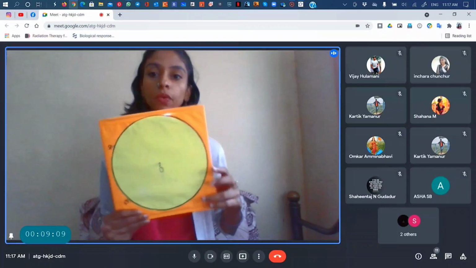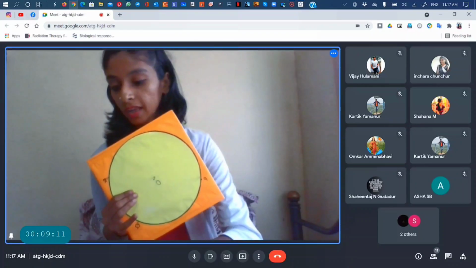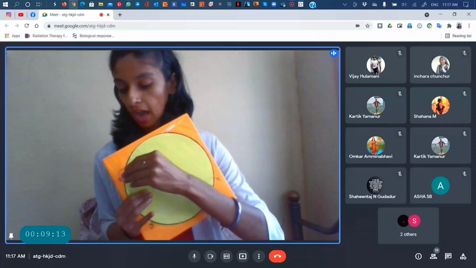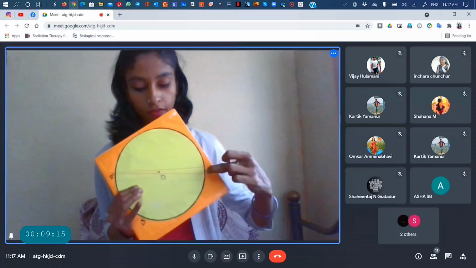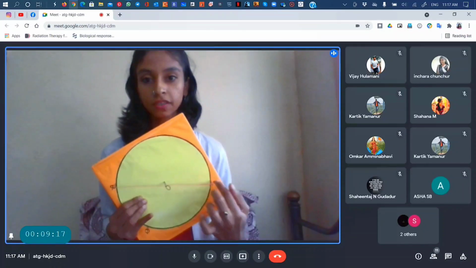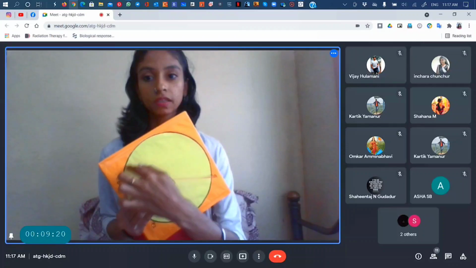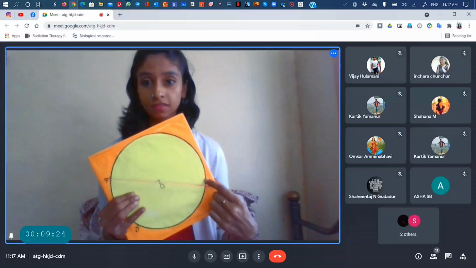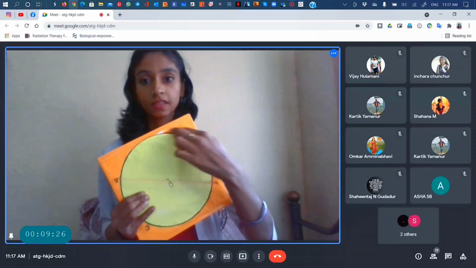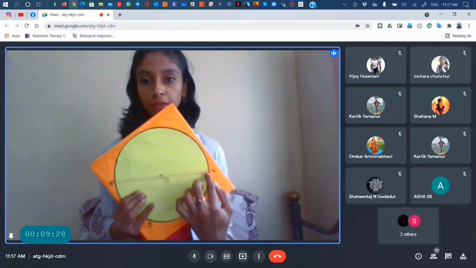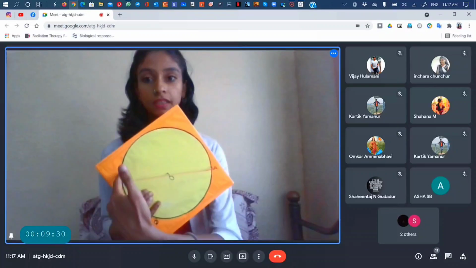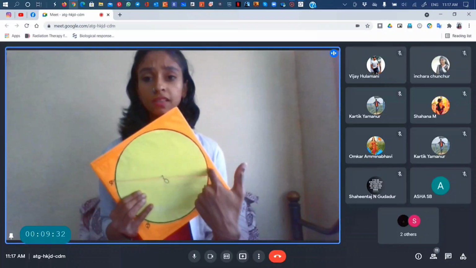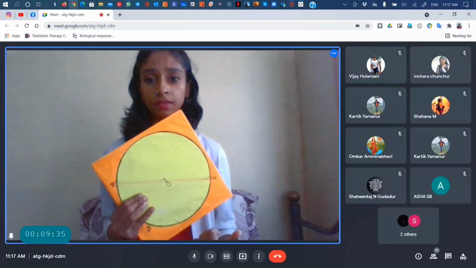Now you can see this. Another thing about the arc itself: when we draw a diameter here, is this a major arc or a minor arc? When you draw a diameter, the half of the circle, what is this? Does it come under the major arc or the minor arc?